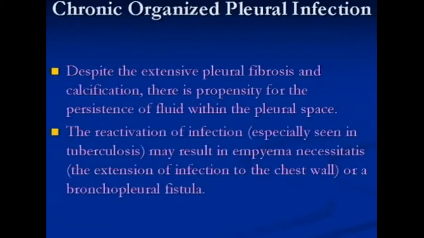Okay, now to finish up infection in the pleural space, we'll go on to organized chronic pleural disease. Despite the presence of extensive fibrosis and maybe calcification, there is a propensity to retain fluid within a pleural space. And this is particularly true in patients with tuberculosis, when one can develop an empyema necessitatis, which is basically an extension of the tuberculous disease through the chest wall, along the paraspinal muscles or along the intercostals, or occasionally develop a bronchopleural fistula. I'll just show you a couple of cases.